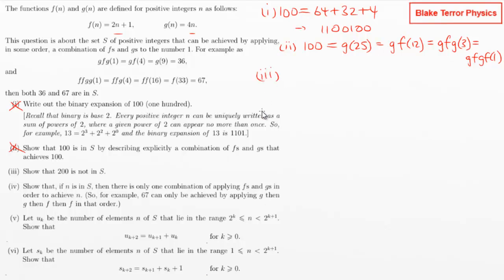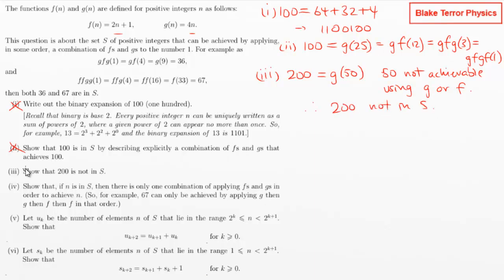Part 3. Show that 200 is not in S. So for 200, we've got the same starting setup. It's G of 50. So that would have to be G again, but 50 is not divisible by 4. So 50 is not achievable using G or F. Therefore, 200 is not in S.